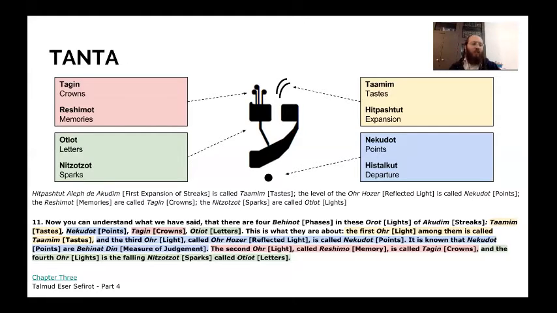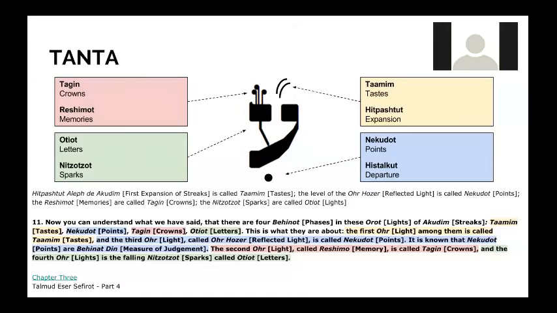Any general questions? Could you repeat a little bit what you said about the letters, the Otiyot, and the part where the Reshimot get pushed up with the light coming back in?